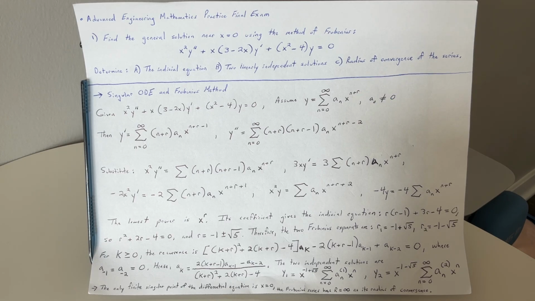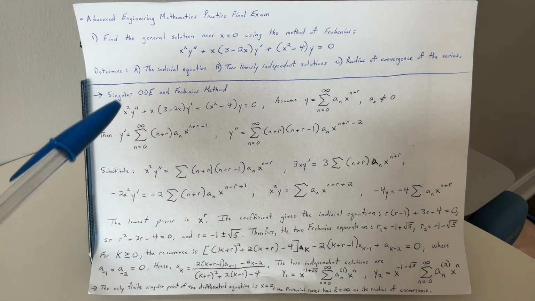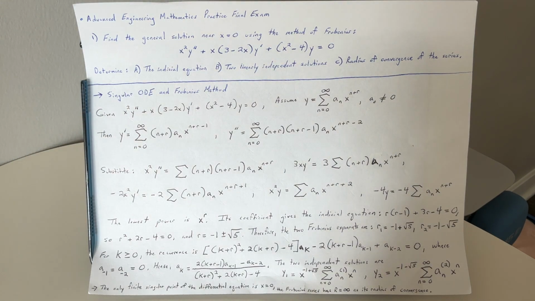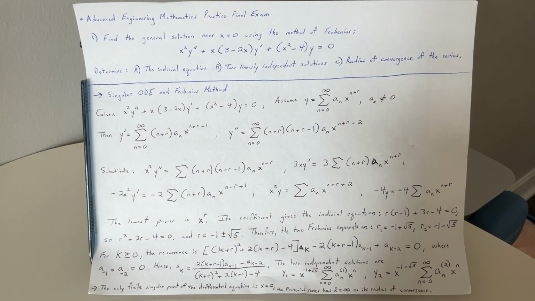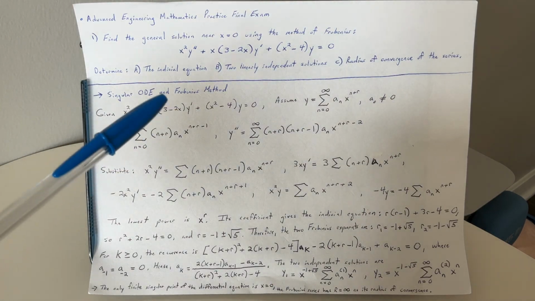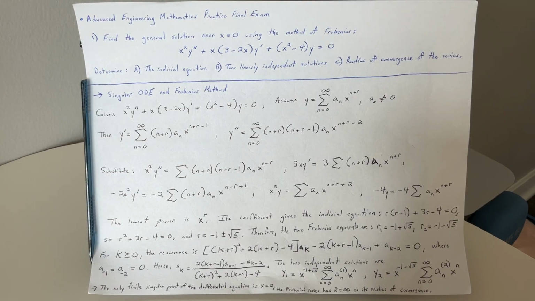Part B, determine two linearly independent solutions. Part C, determine the radius of convergence of the series. Okay, so this is a singular ordinary differential equation, ODE, and Frobenius method problem. So we're given that x squared y double prime plus x times the quantity 3 minus x times y prime plus quantity x squared minus 4 times y equals 0.